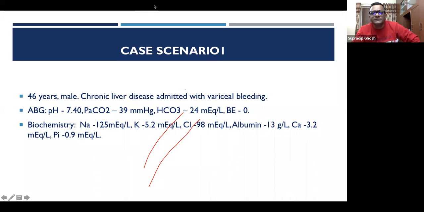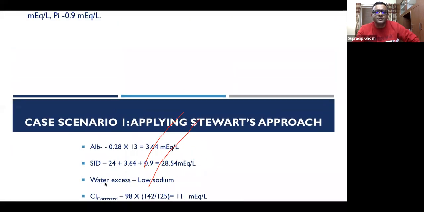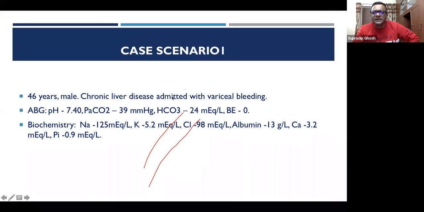How do you correct the albumin? Albumin can be corrected by 0.25 into 4 minus 1.3. So this comes around 23. Again, that's not correct. Can anyone calculate it for me? 4 minus 1.3 into 0.25 is 0.675.